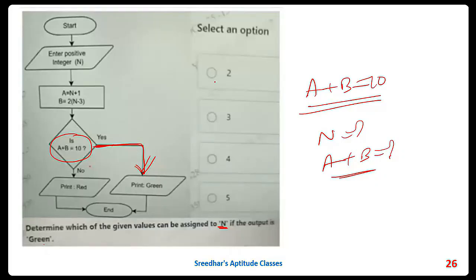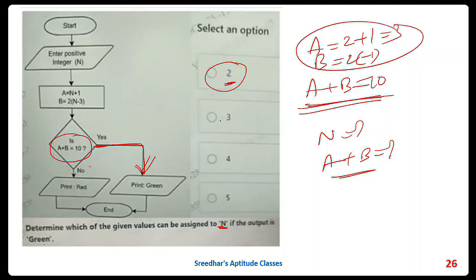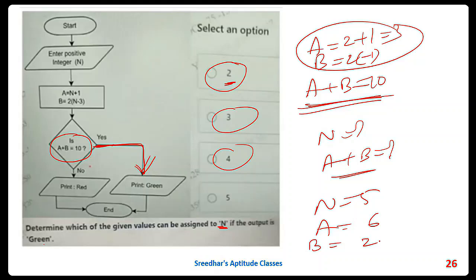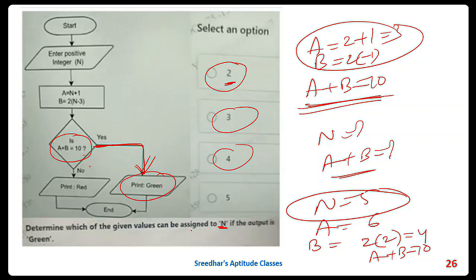Okay. So now, if I give n is equal to 2, then A becomes 2 plus 1, 3, and B becomes 2 into 2 minus 3, 1. So you're not getting 10 for n is equal to 2. Then second option, n is equal to 3, 3 plus 1, no. For n is equal to 4, 4 plus 1, 5, no. For n is equal to 5, A is becoming n plus 1, 6. B is becoming 2 into 5 minus 3, 7. So A plus B is becoming 13 for n is equal to 5. So if A plus B is 10, the output is going to be green. So to get the output green, n must be 5. Answer option D.